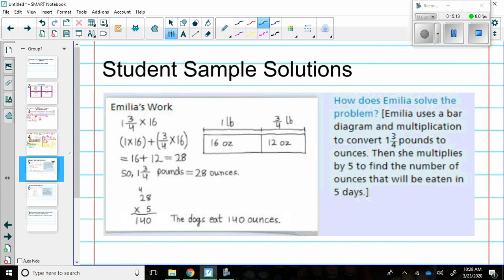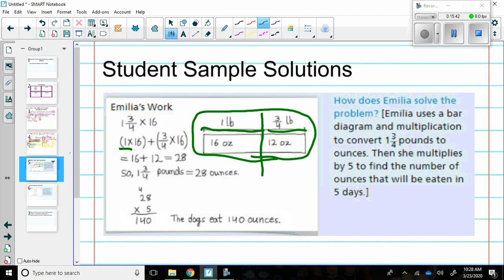This is Amelia's work. Amelia used a bar diagram to show her work. She first started off showing that 1 pound and then the 3/4 pound of food. She converted each part into ounces. She already knew that 1 pound times 16 ounces equaled 16.